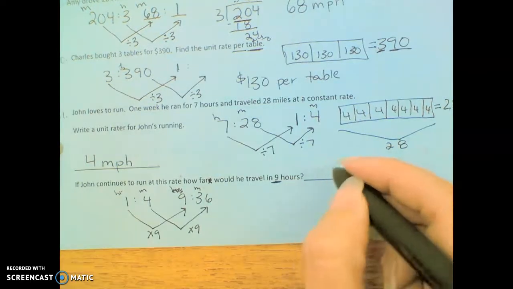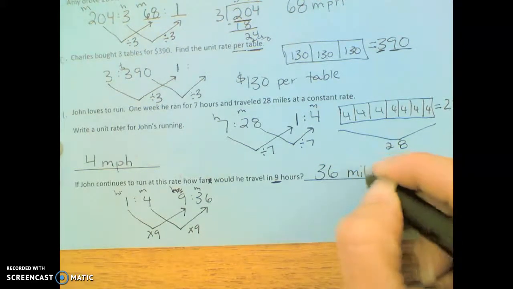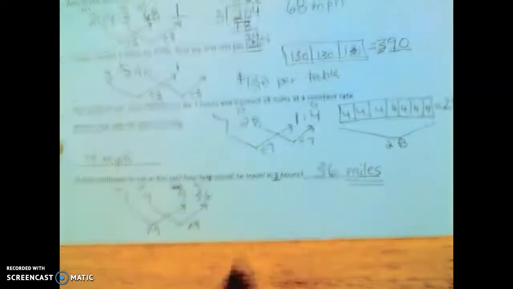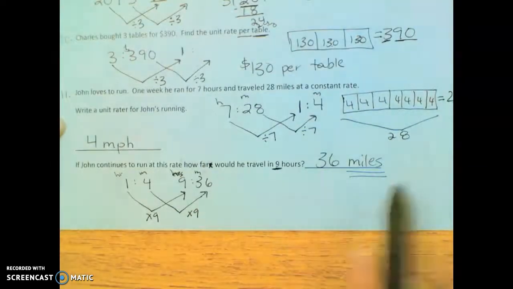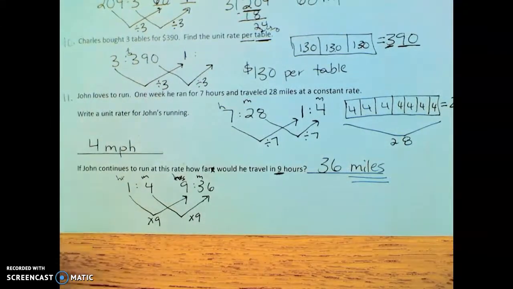So how far would he travel? 36 miles. Make sure you put that label there. Again, that helps you to see if the context is right. Could he run 36 miles in 9 hours over a week? Yes.